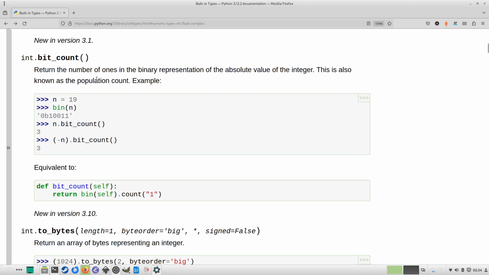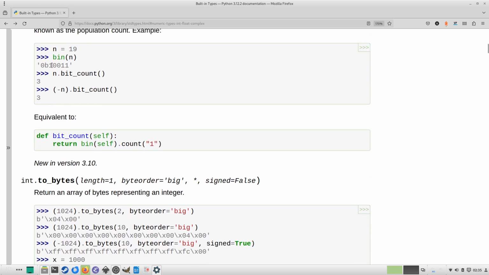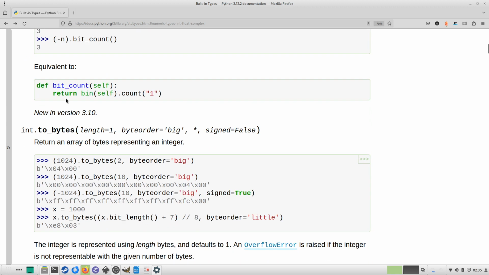The next function is bit_count. So bit_count will represent the number of ones in the binary representation of the absolute value of the integer. This is also known as the population count. So if the number is 9, you see there are 3 ones. So bit_count would be 3. And for minus n also, bit_count would be the same. And you can implement this function like this: def bit_count(self): return bin(self).count('1').